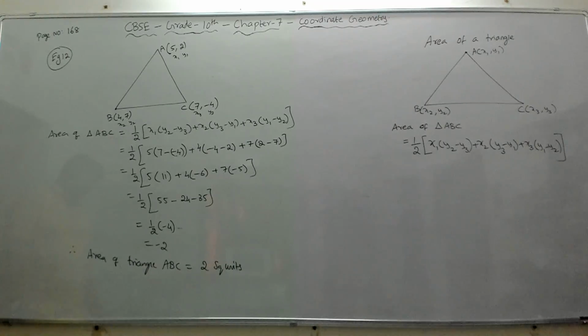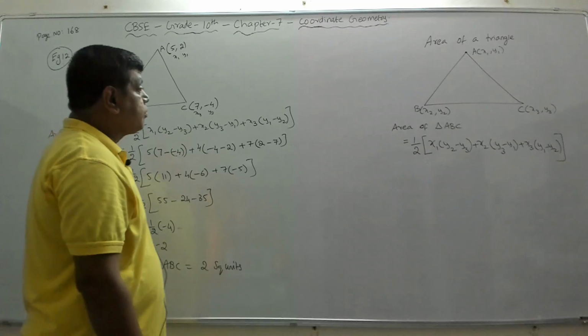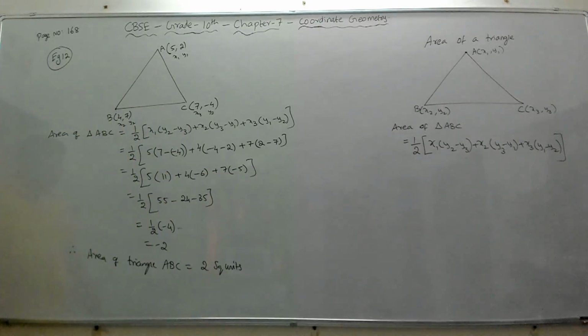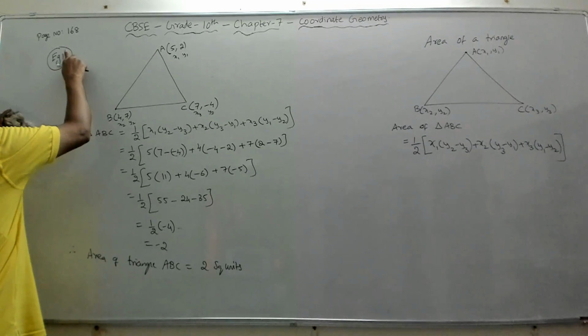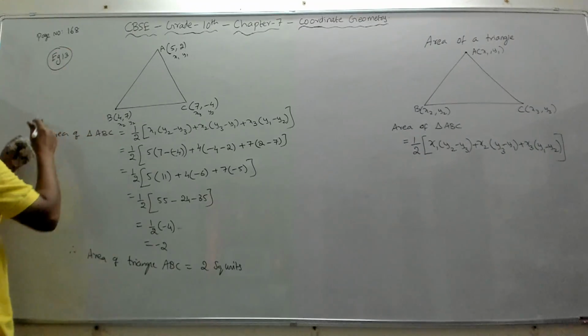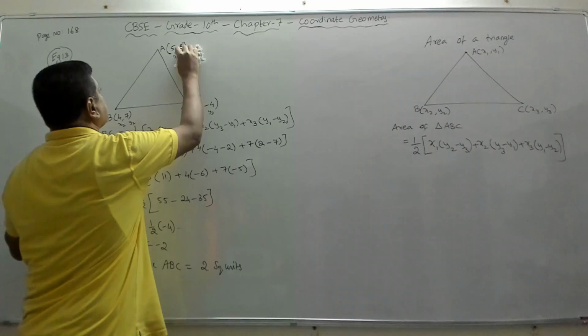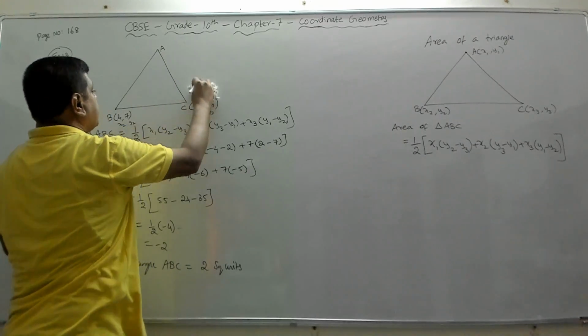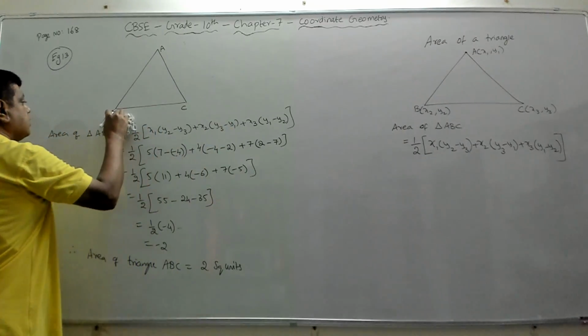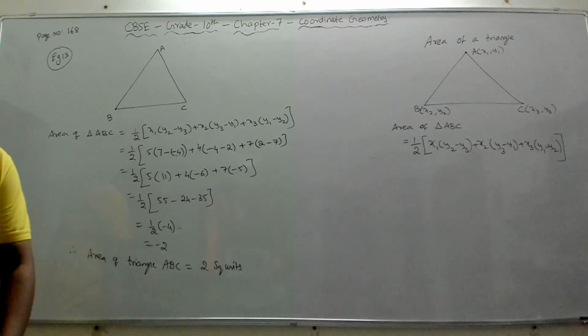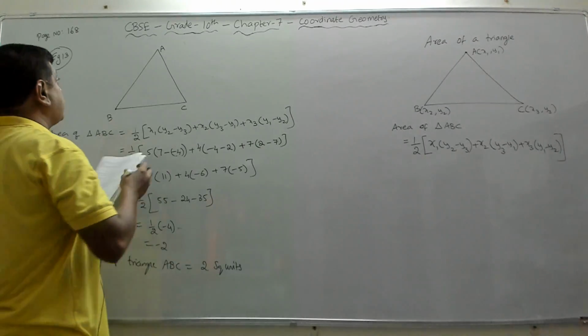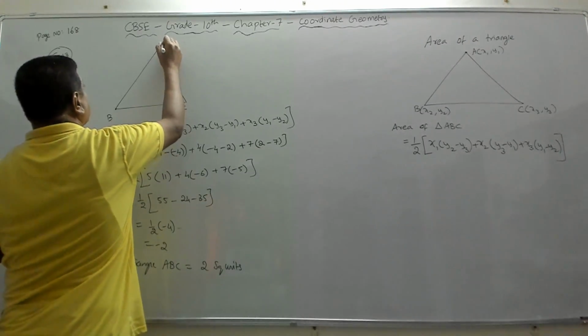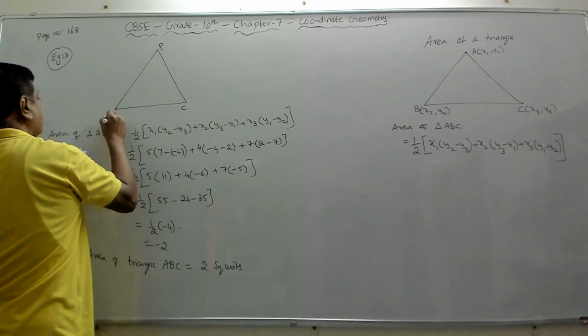Fine. Okay. So all of you can pause the video and take the notes. I'll go to the next one, which is example 13. Similarly, same way, again three vertices are given. This is now called PQR. This is P, this is Q, this is R.